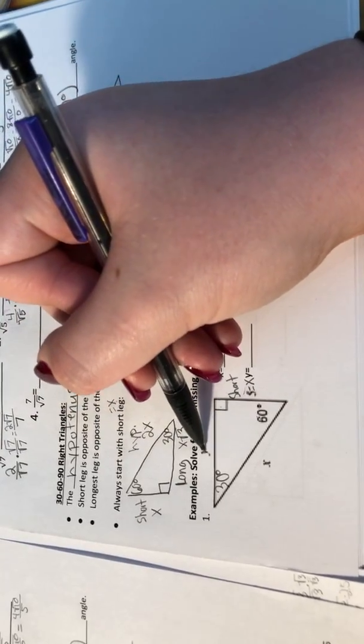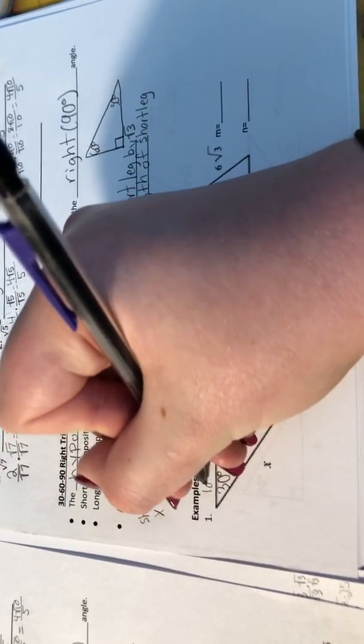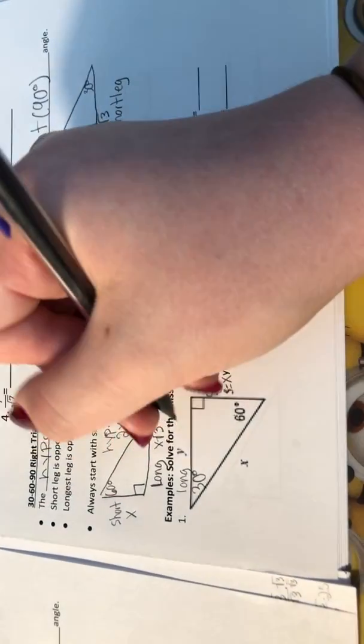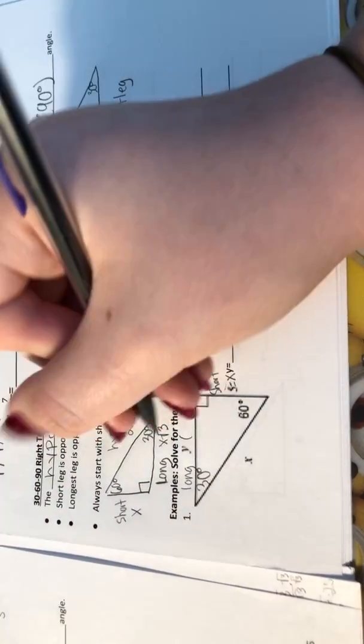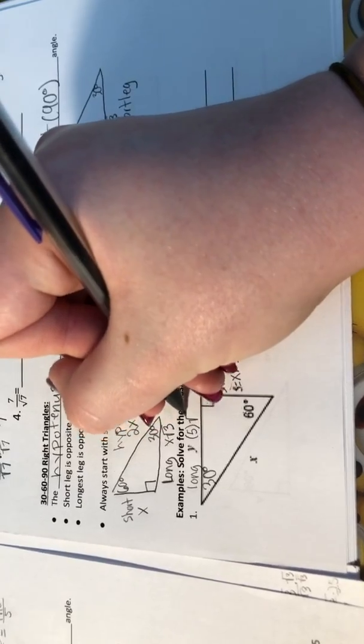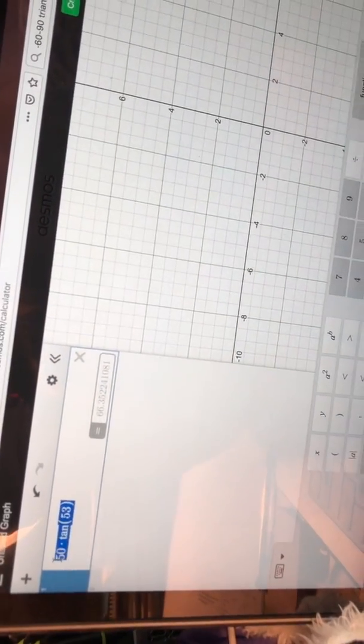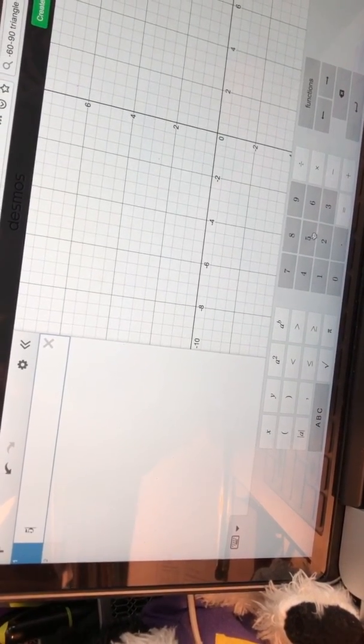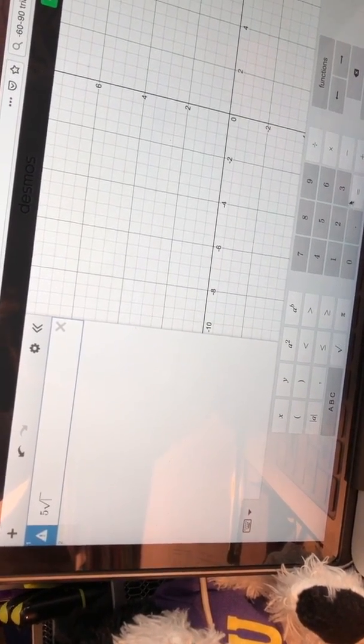Now, I'm going to find my longest leg. And I'm just going to put long. So my longest leg is x times the square root of 3. So instead of x, I've got 5 times the square root of 3. Now, if you don't have your calculator, you can use Desmos or your phone calculator. So in Desmos, you clear out whatever you've done so far. And you've got 5 times the square root of 3.